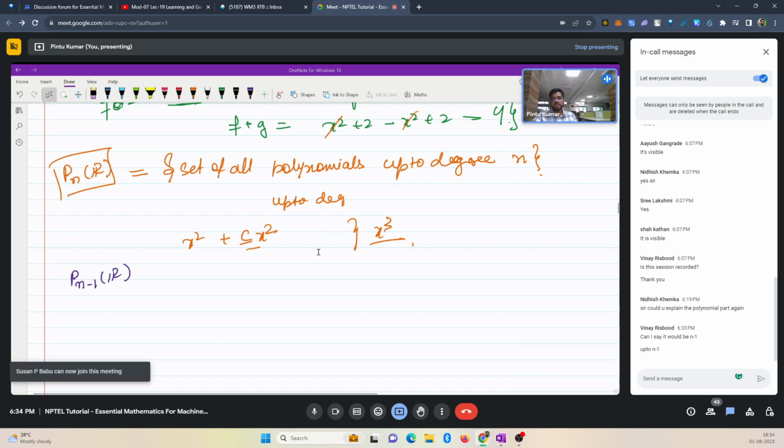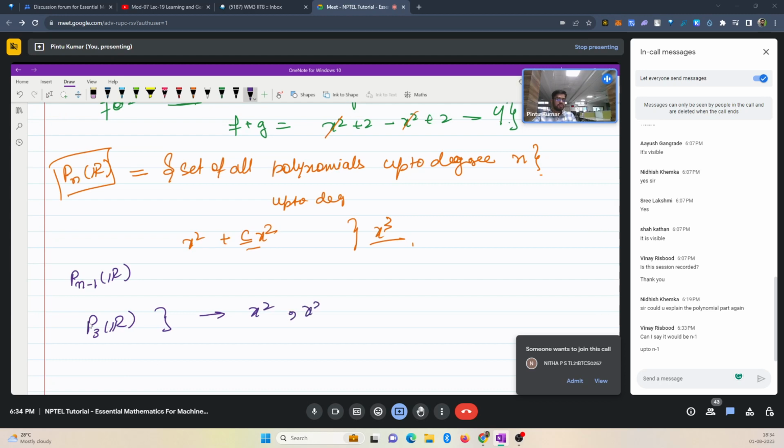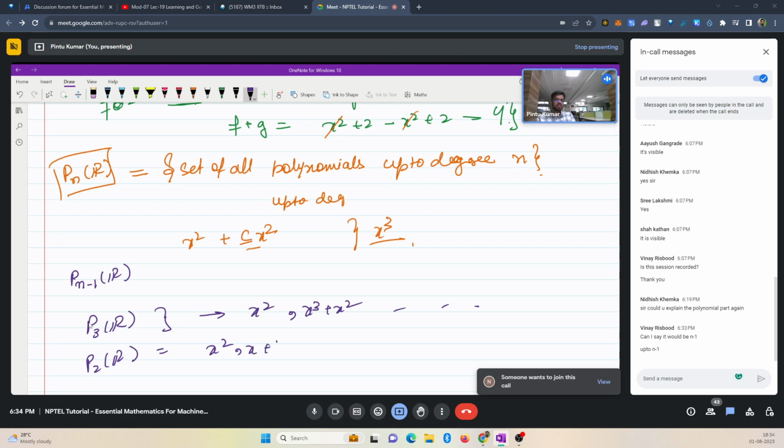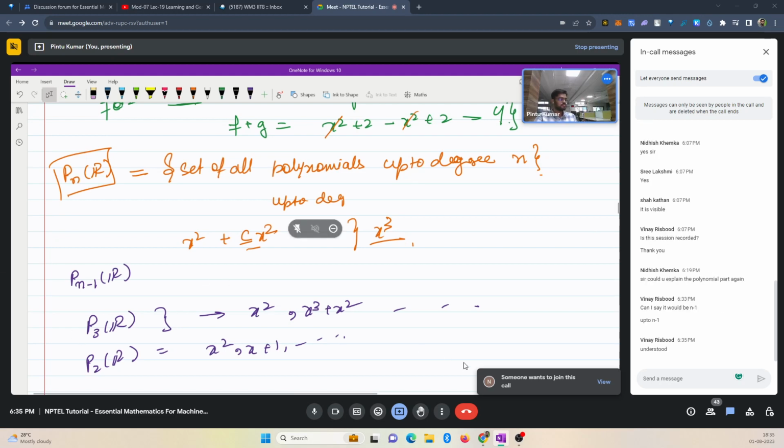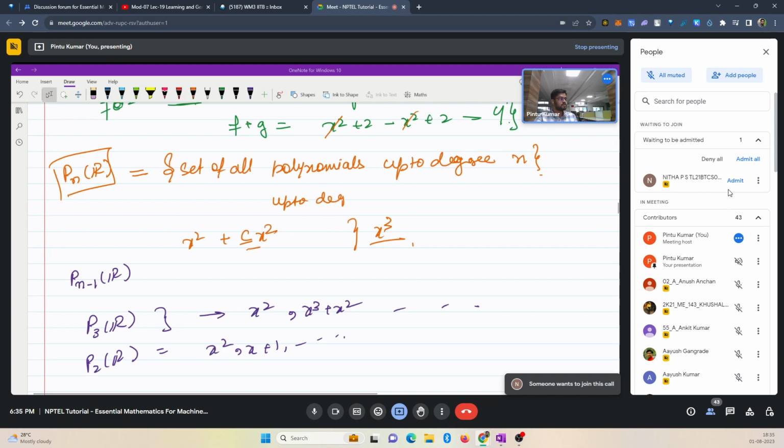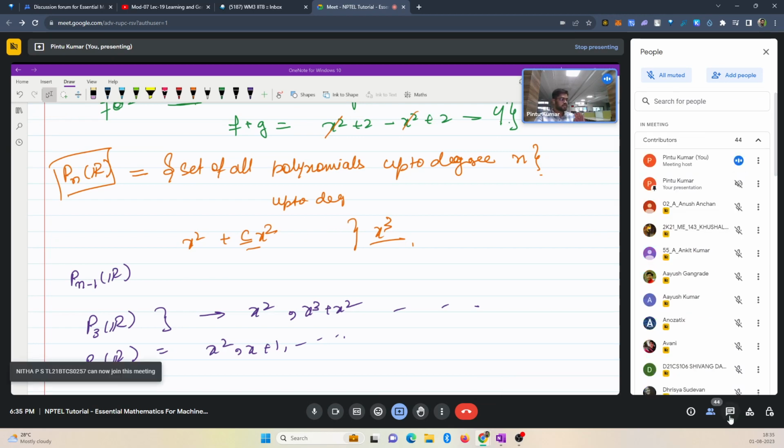So let's say you have P3 of R, then how would an element of this set look? This would look something like x square or x cube plus x square, or something like this. But if you say up to n minus 1, let's say P2 of R, then it would just contain x square, x plus 1, or something like that. So this is up to degree n. You can also include degree n, but you also have polynomials of degree lesser than n in that set. So then this particular thing forms a vector space.